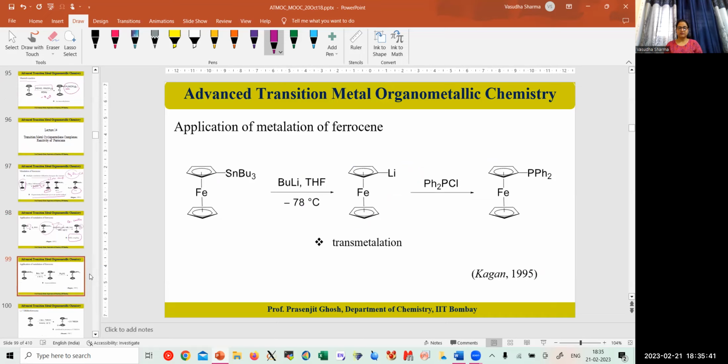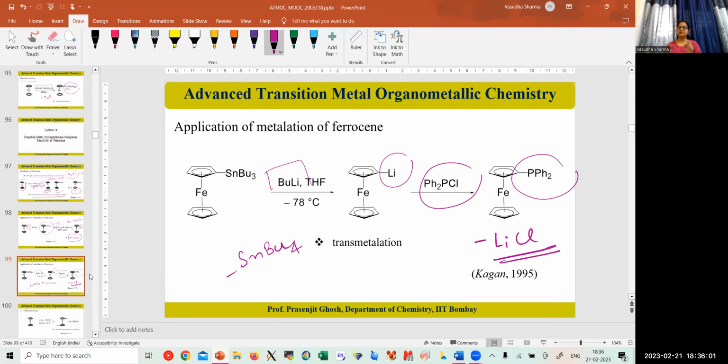Now, further reactions: if it reacts with butyl lithium, it will give you a lithium over here, and it will leave as tin butyl 4. And when it reacts with a phosphine, LiCl will come out and the phosphine product will come out. So that is how the substitution occurs, and we can change the different substitutions followed by different schemes, but your main compound is to have this tin butyl group over there, which can facilitate your further substitution.